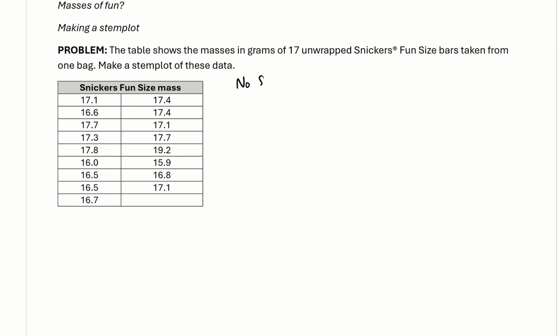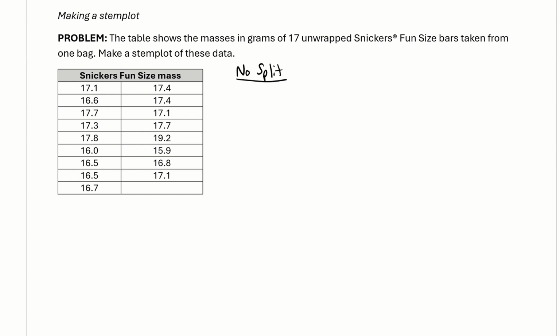All right, so we got no split, just a regular stem plot. So for here, the smallest stem is 15 and the largest stem is 19. So we got 19, yeah, right here, 19.2. So we're going to go from 15 to 19 on the stem side. Now remember, we do not want to skip stems, even if we don't have any numbers for 17, for example, or whatever. We still don't want to skip if it's in the middle of the stem plot.